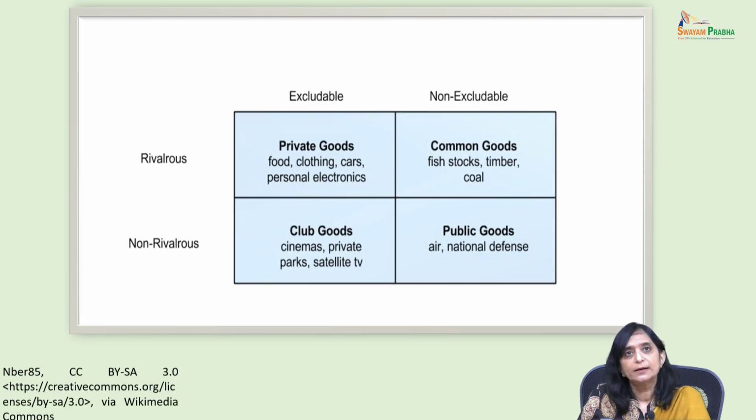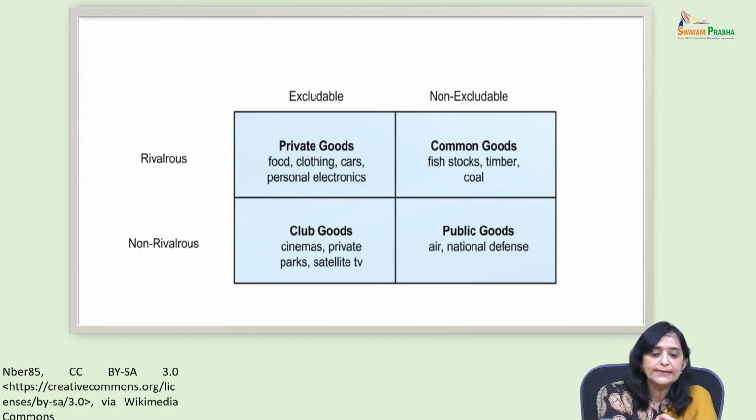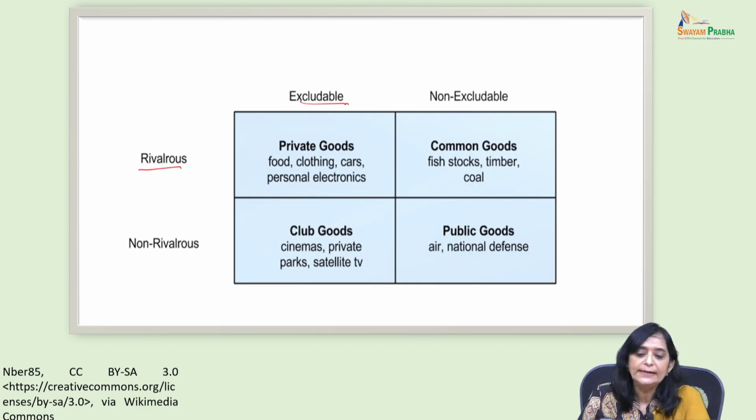This is one interesting diagram which I have put in front of you, wherein we have taken both the characteristics, that is rivalry and excludability, and then we have classified, based on these two main characteristics, the various types of goods that we see. So, let's have a look at all the four quadrants which we have made.